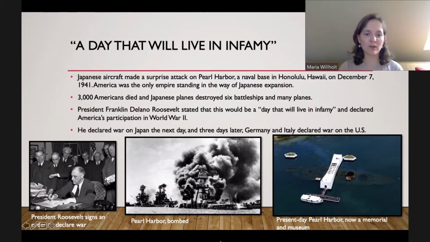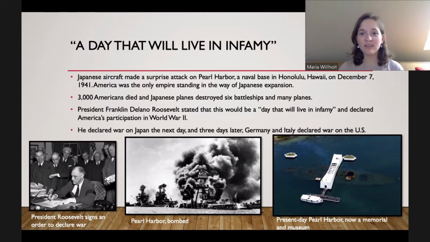And this is a picture on the left-hand side of President Roosevelt signing the declaration of war. I don't know who all these men are, to be honest, but that is him signing it. This is Pearl Harbor when it was actually bombing our ships. And then here is actually present day Pearl Harbor. It's now a memorial and museum.